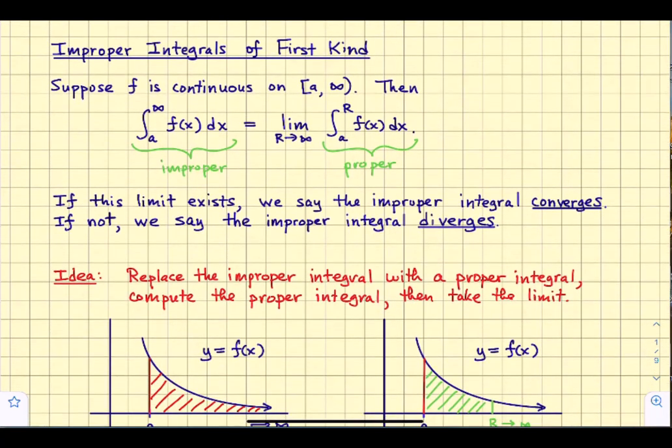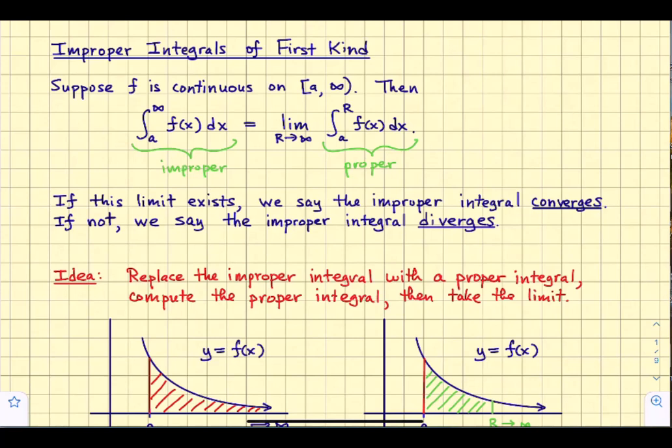So the setting here is, suppose that f is a continuous function on the interval from a to infinity. Then we want to know how to handle this improper integral, the integral from a to infinity of f of x dx. We will do so by defining this improper integral as the limit as r goes to infinity of the integral from a to r of f of x dx. In other words, to handle this improper integral, we're simply going to consider this proper integral, compute it, and then take the limit as r goes to infinity.